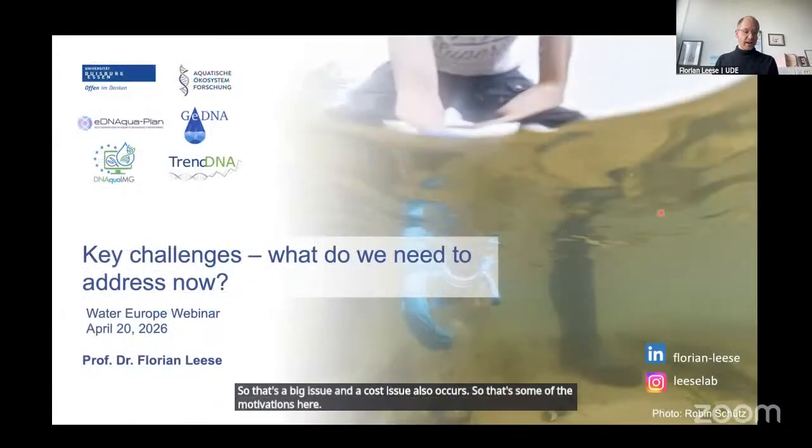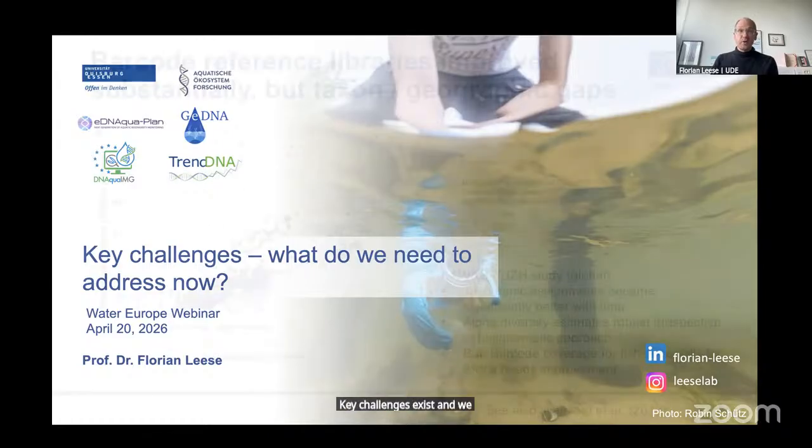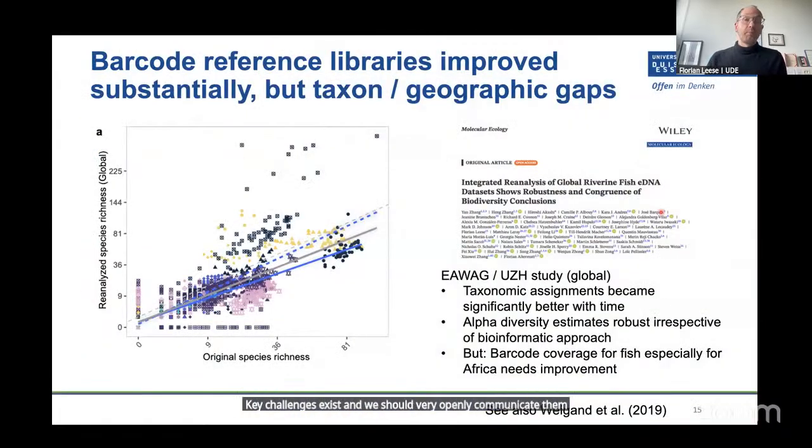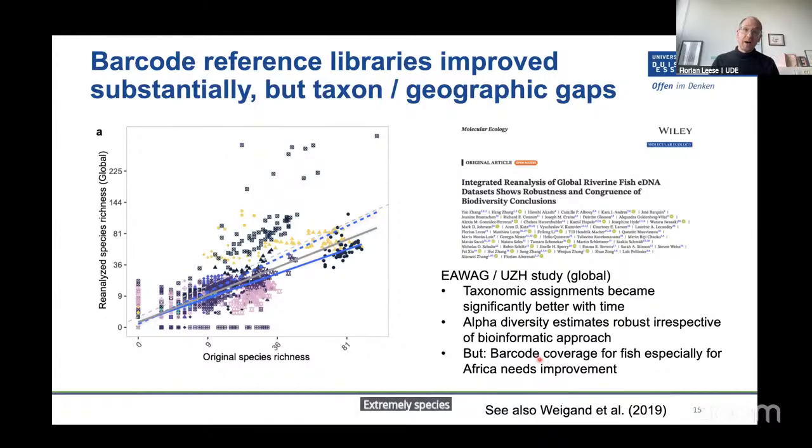So to end now with my talk, what are the key challenges? Key challenges exist, and we should very openly communicate them. One is barcode reference libraries. They are not complete, especially if we go to countries or continents like Africa, global south, extremely species rich, but barcode coverage, even for fish species, underrepresented.